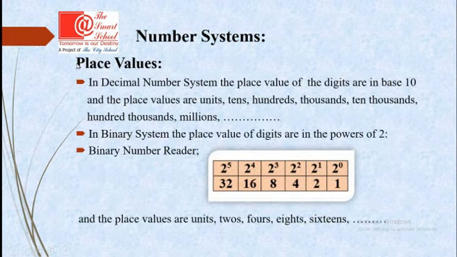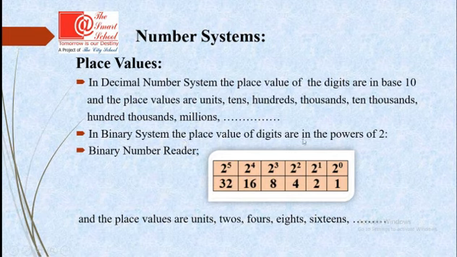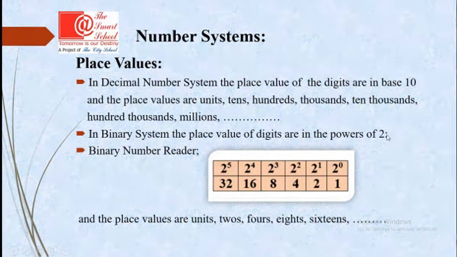Number systems. The place values of number system. In decimal number system, the place values of the digits are in base 10 and the place values are units, tens, hundreds and so on, and you know a lot about this. In binary system, the place value of digits are in powers of 2. In base 5 system, it is powers of 5, and in base 8 system, it is powers of 8.